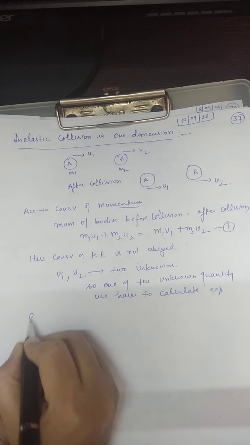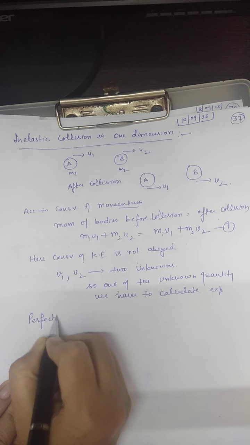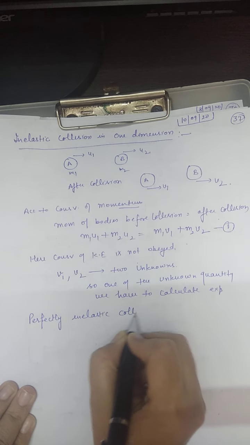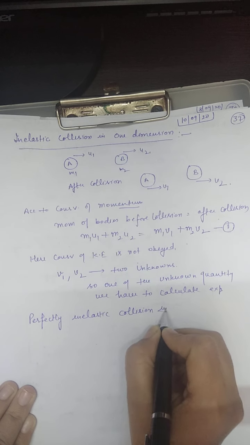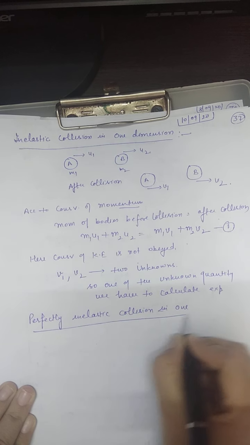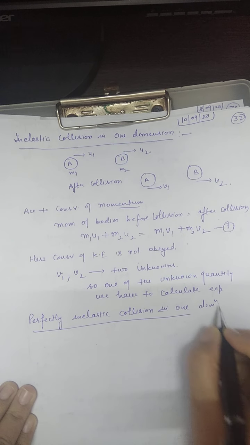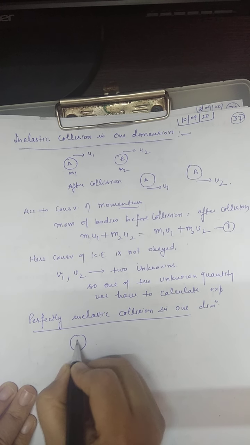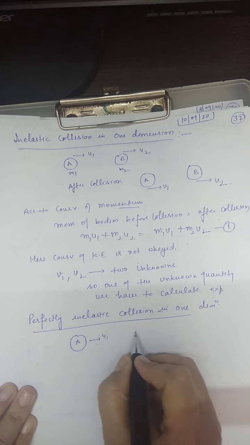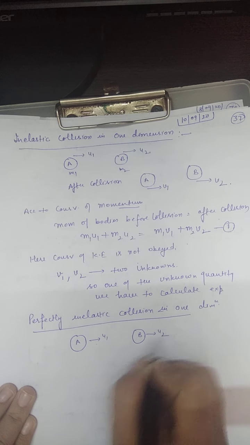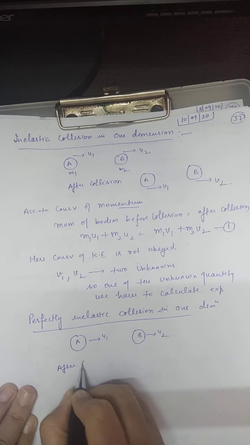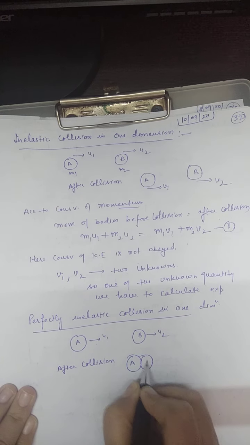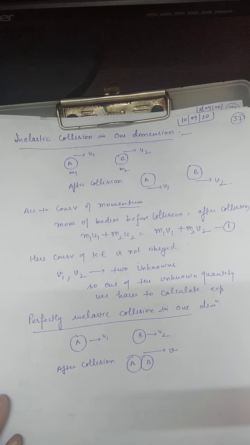Now the next is perfectly inelastic collision in one dimension. We discussed this perfectly inelastic collision in one dimension. After collision, both the bodies stick to each other and they start moving with the same common velocity. This is A moving with the velocity u1 and B is moving with the velocity u2. After collision, this is A and this is B, and both start moving with the common velocity v.